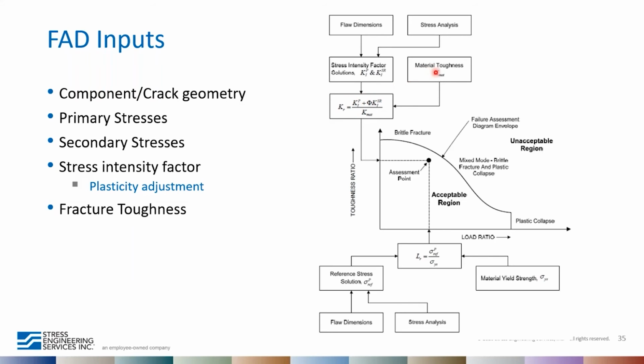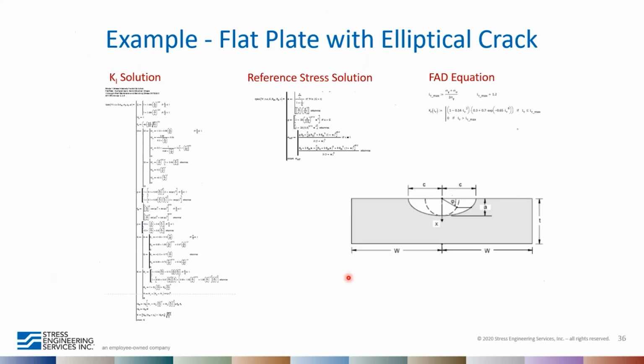And then we have the fracture toughness, which is a material property that comes in on the denominator and gives us all the information we need to determine the assessment point on this axis. Then on the horizontal axis, we have the reference stresses against the yield strength, with the boundary of the FAD set by the yield and the ultimate strengths. And we also have flaw dimensions affecting the reference stress solution as well.